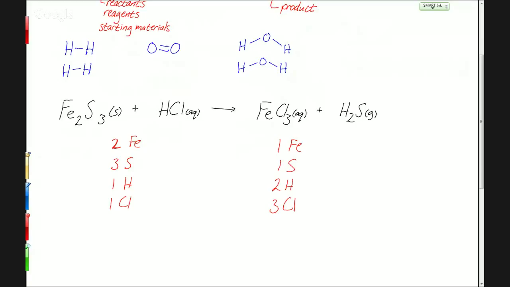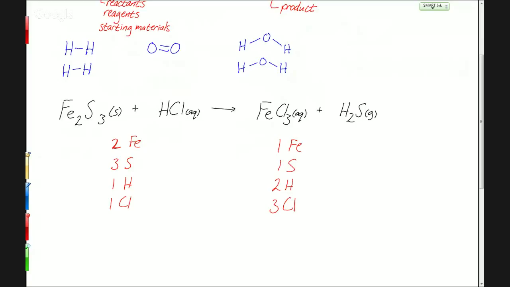This gives us a nice way to quickly look and see which ones are out of balance. In this case, they're all out of balance. All of the atoms have different numbers on each side. So we start with one of them, and we add a coefficient, that number out in front, to bring them into balance. So which one do you want to start with? Does it matter?